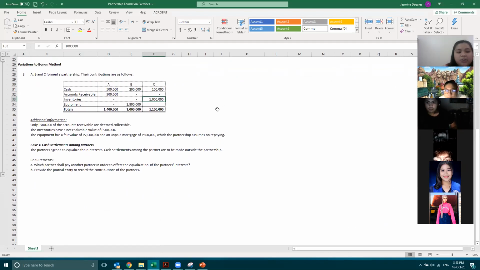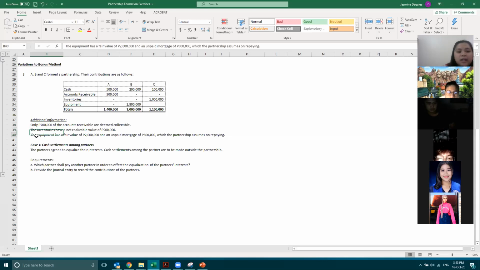Additional information, only 700,000 of the accounts receivable are deemed collectible. The inventories have a net realizable value of 900,000. The equipment has a fair value of 2 million and an unpaid mortgage of 800,000 which the partnership assumes on repaying. So, the partnership will assume. Ngayon, medyo comprehensive yung problem natin ngayon.